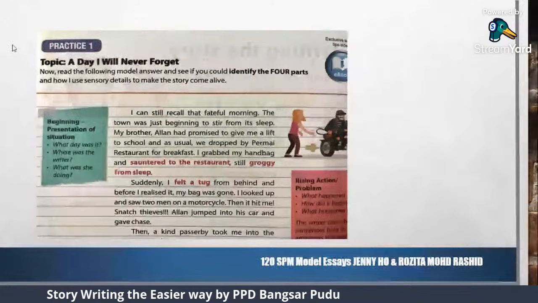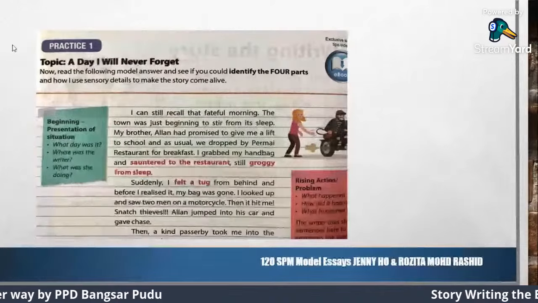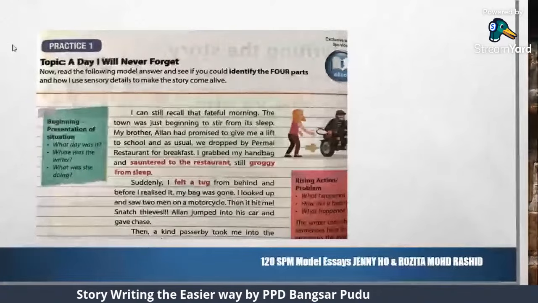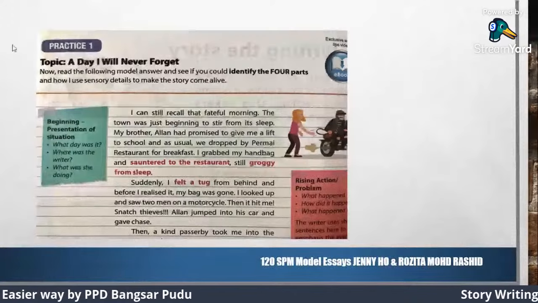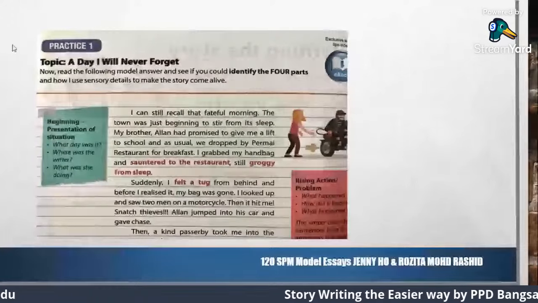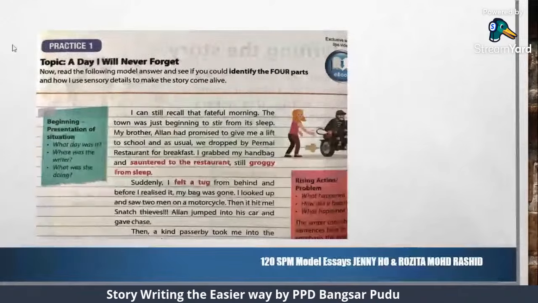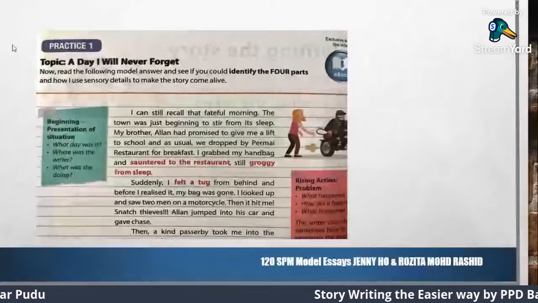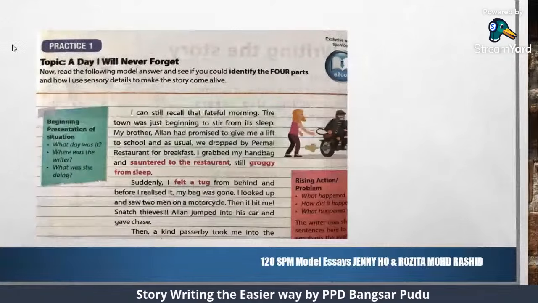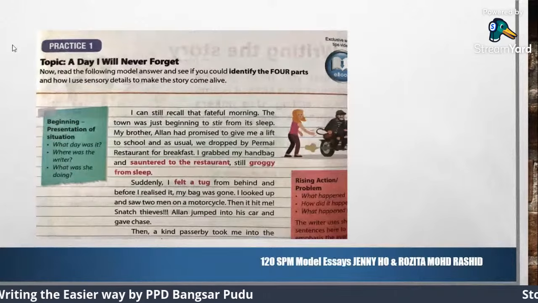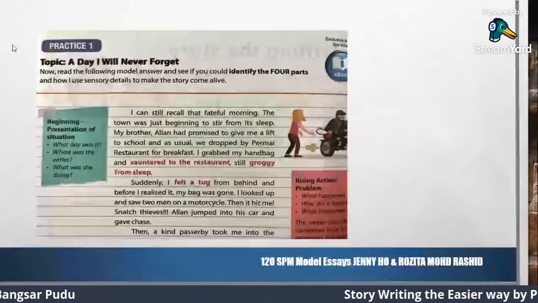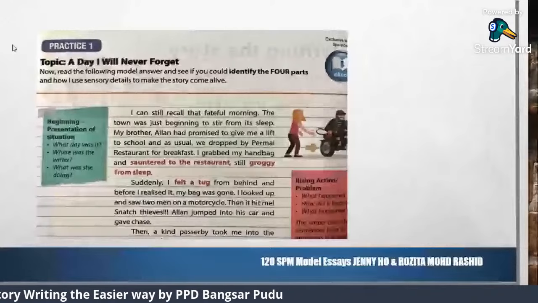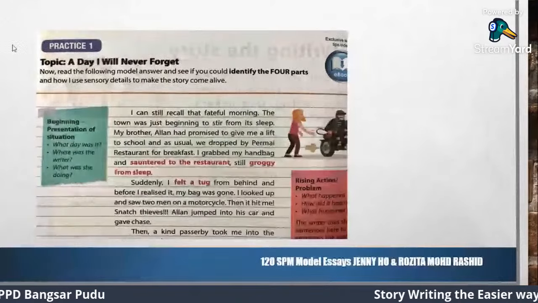Then, nothing wrong with using the word suddenly. Some people say, teacher, suddenly sounds like UPSR. You can use the word suddenly. I felt a tug from behind. You saw that word just now in my story. I felt a tug from behind, and before I realized it, my bag was gone. So this is the problem I'm now starting. I looked up and saw two men on a motorcycle. Then it hit me. Snatch thief. Alan jumped into his car and gave chase. Gave chase means mengejar, right? Chase him. So notice that I use very short sentences. These short sentences add to the excitement and panic of the moment. If you use long sentences to describe what happened, it actually defeats the purpose. You want to create a sense of urgency and panic. So I use my short sentences.